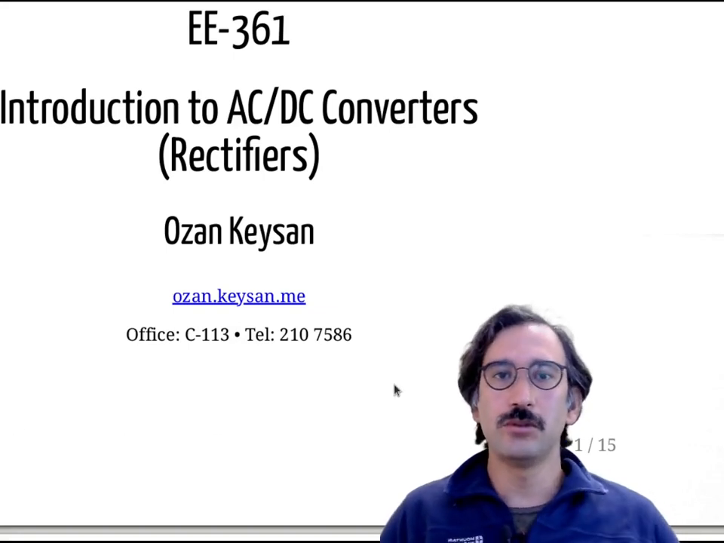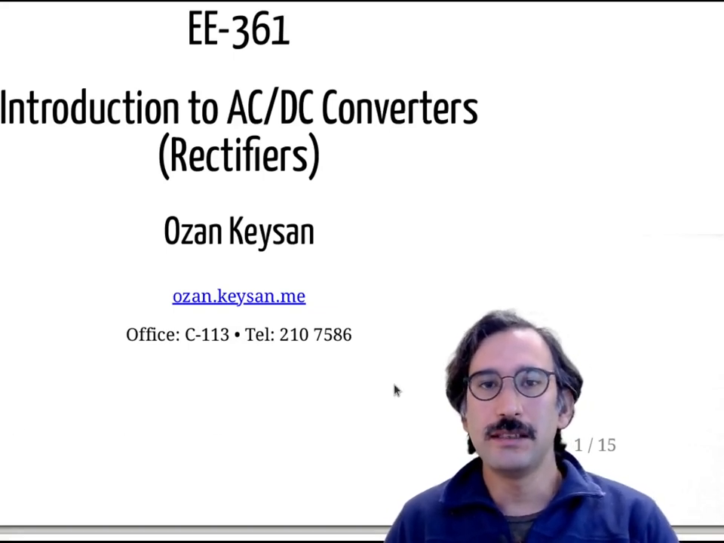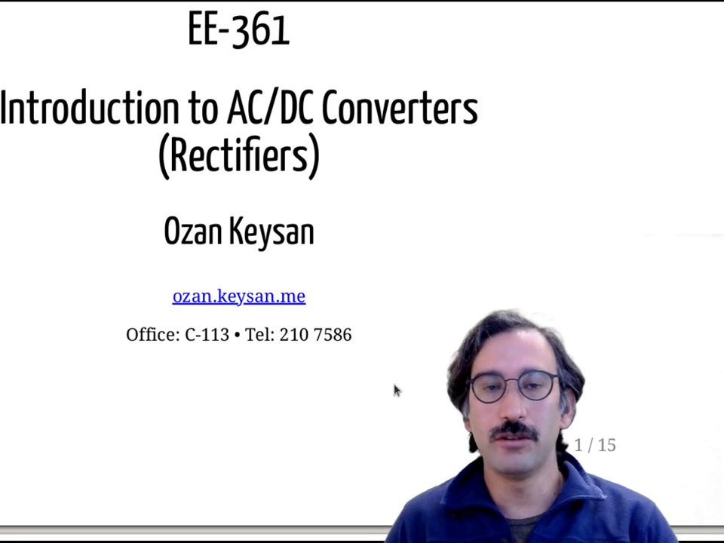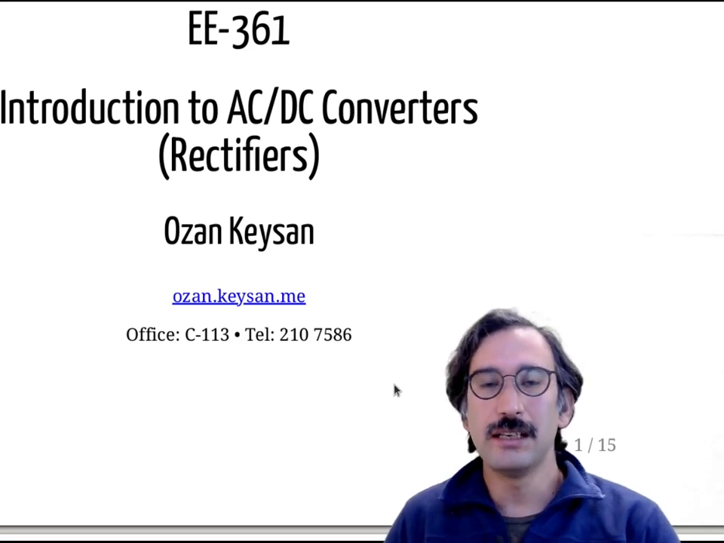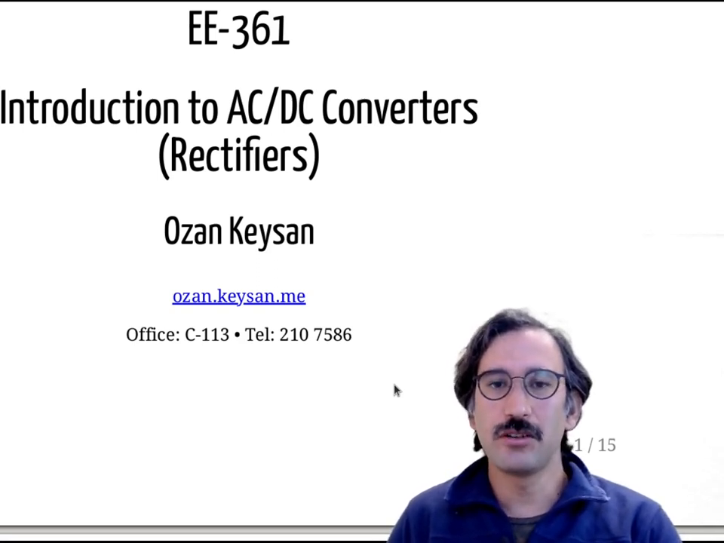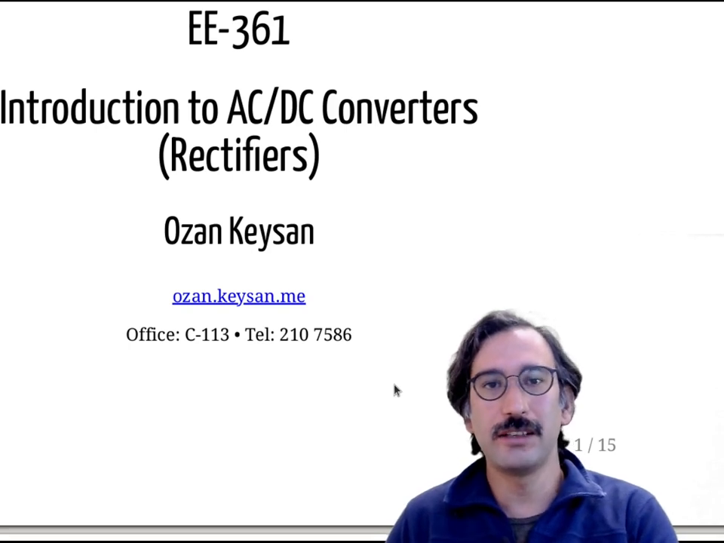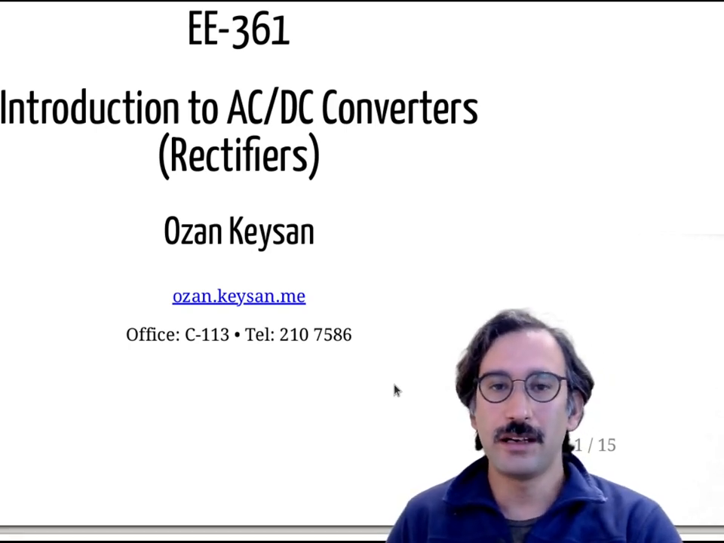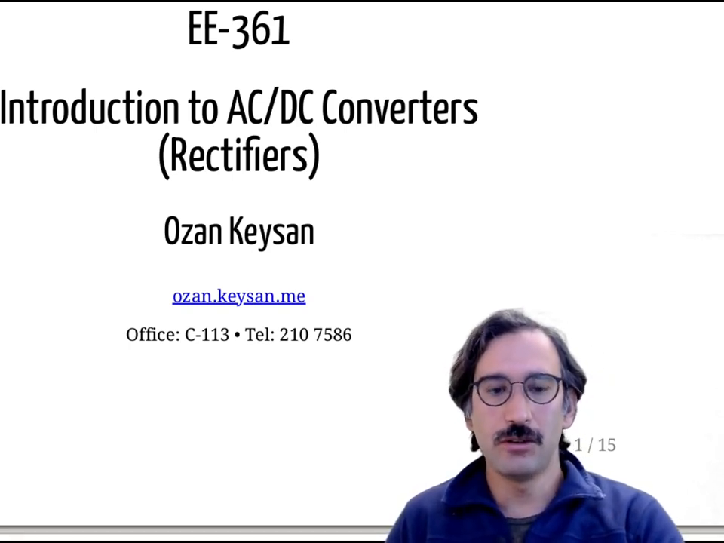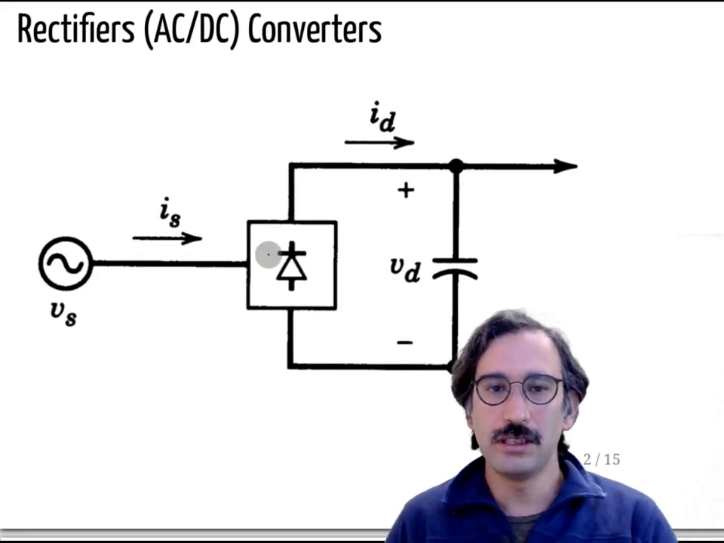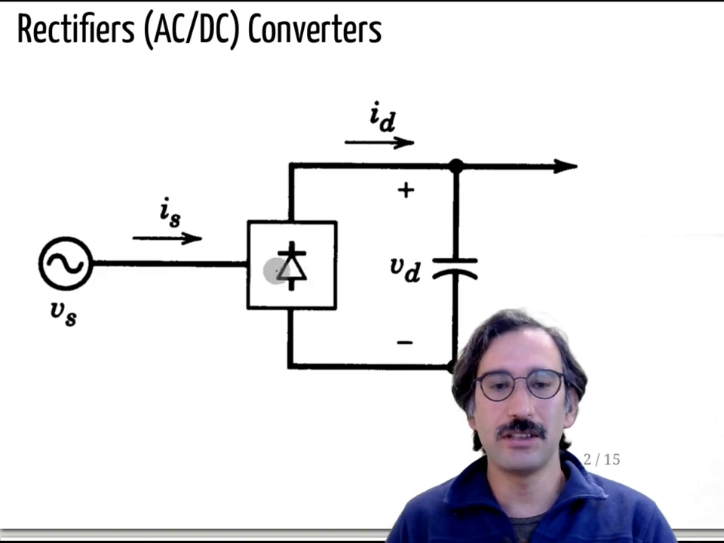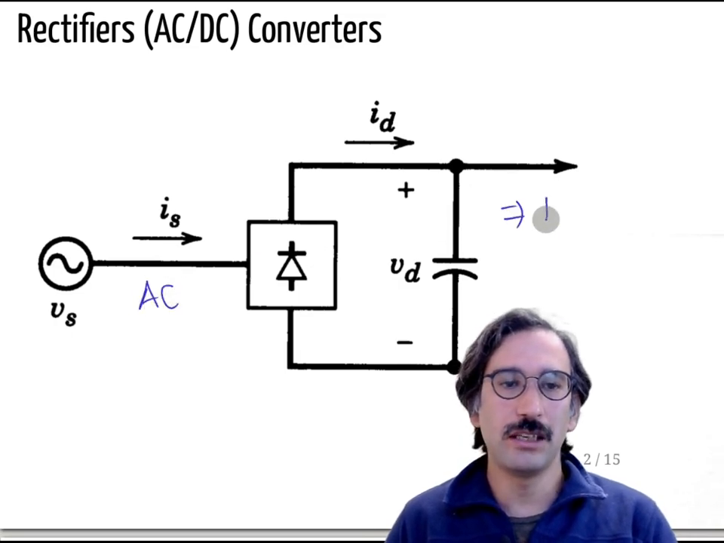Hi, today we will talk about AC-DC converters, also known as rectifiers, and these are used to convert alternating current to direct current. The usual schematic is like this, where you have a block. You can have either single phase or three phase, shown by a diode symbol here, and the input is AC and the output is DC.